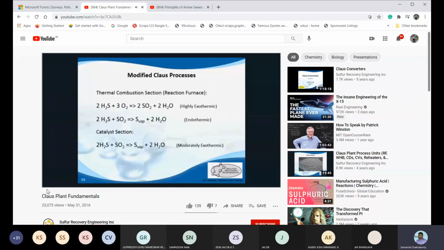So, enter the modified Claus process. This includes a highly exothermic thermal combustion reaction, followed by a moderately exothermic catalyst reactor section. And there's various configurations of this. They're a function of acid-gas feed compositions, minimum recovery efficiency, and maximum throughput. Also, the available utilities will depend on what kind of setup you need.